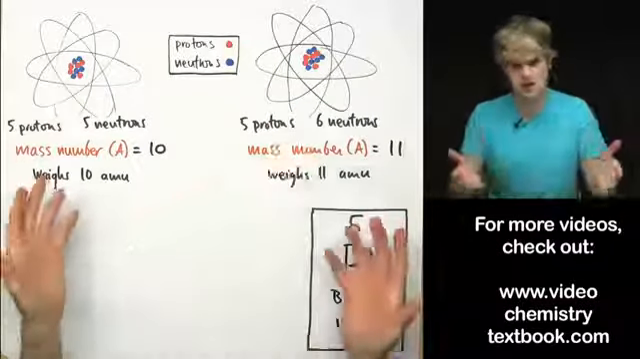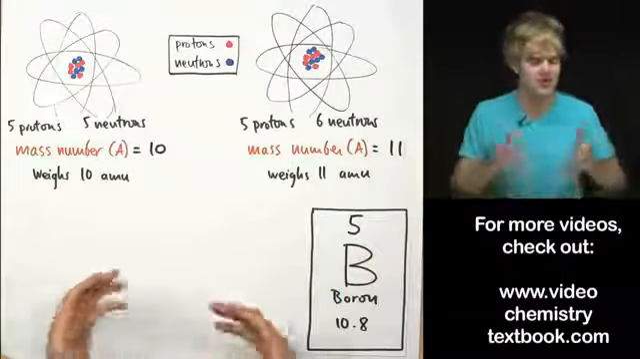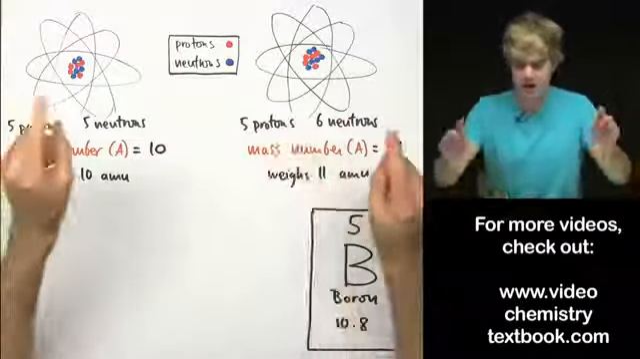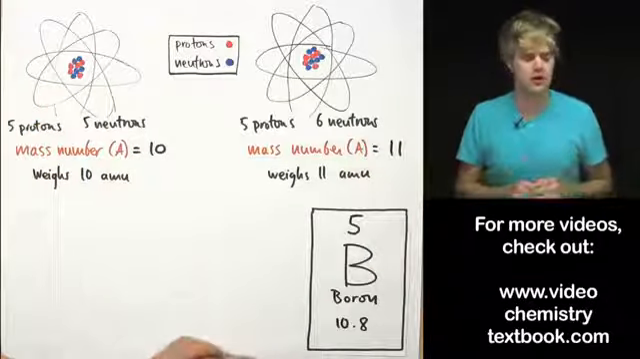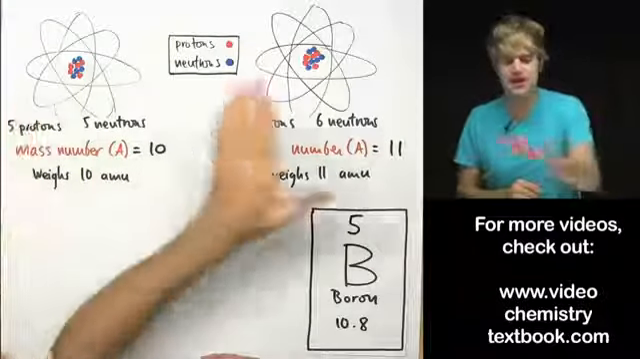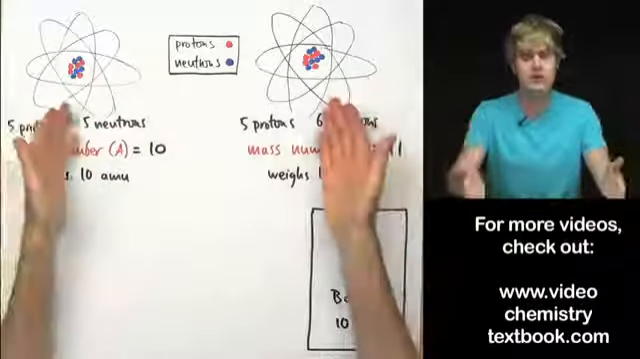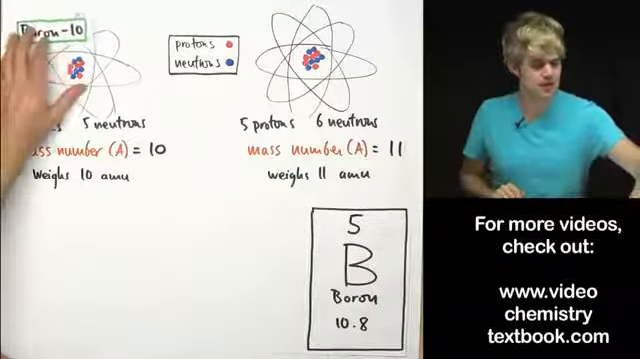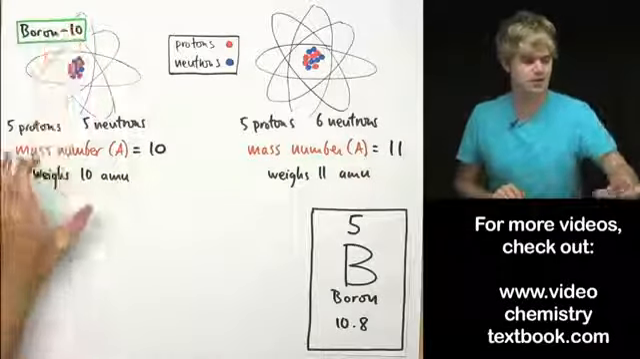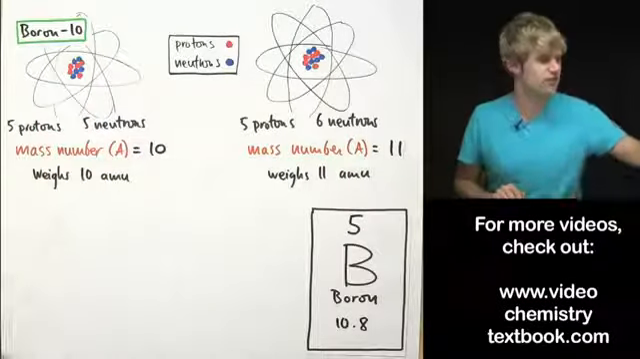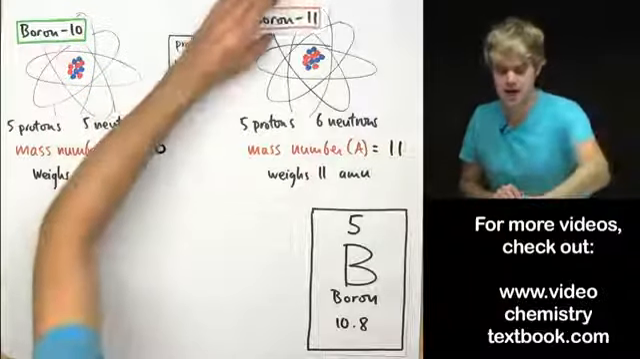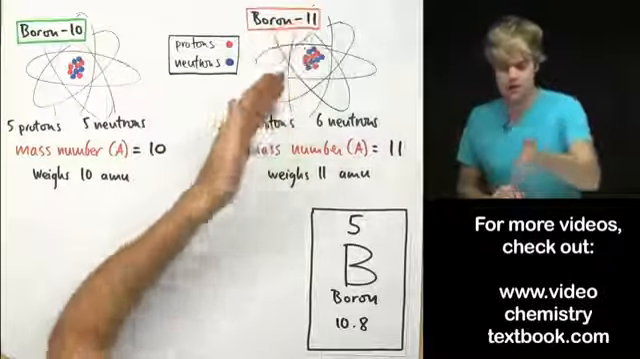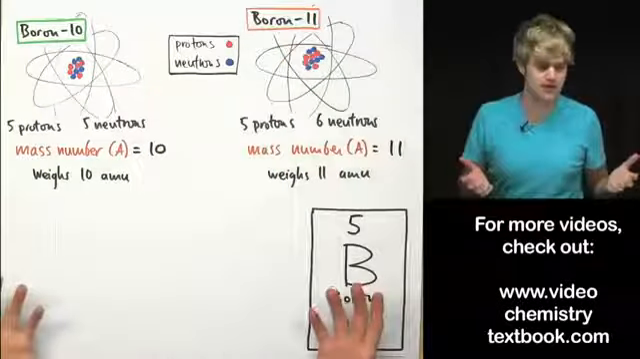They're different isotopes. An isotope is a word that just means a different version of an atom that has the same number of protons, but a different number of neutrons. We can give distinct names to these two isotopes, or versions, of boron. This atom over here is an example of boron-10 because it has a mass number of 10, 5 plus 5. And this atom here is an isotope of boron called boron-11. 5 plus 6 gives a mass number of 11.